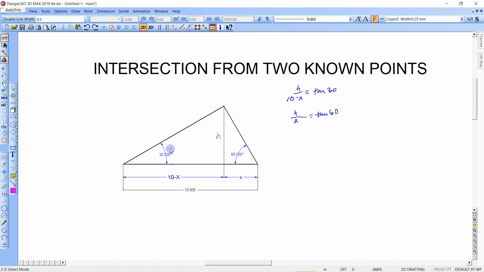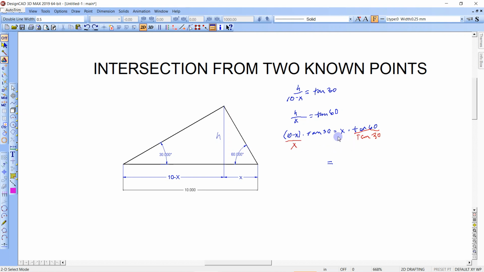These two angles you calculate from the azimuths given to you. In both cases we solve for h. So h is tangent of 60 times x, and over here it's tangent of 30 times 10 minus x in parentheses, right? And both of those equal h, so they both equal each other. All right, so there you go. Tangent of 30 times 10 minus x is equal to tangent of 60 times x.